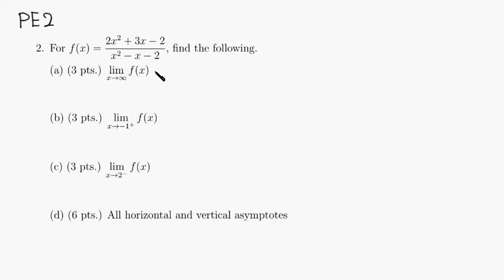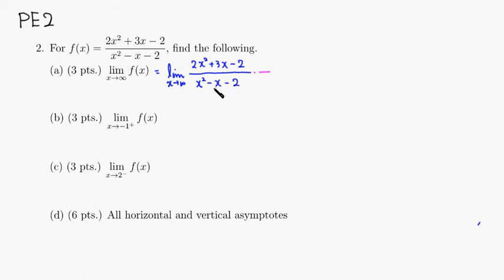So this is going to be equal to the limit as x approaches infinity. I'm going to just write down the function. So it's 2x squared plus 3x minus 2 over x squared minus x minus 2. Then in order to evaluate this limit, it's probably easier to do this trick.